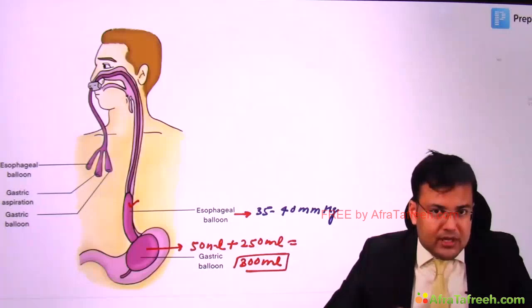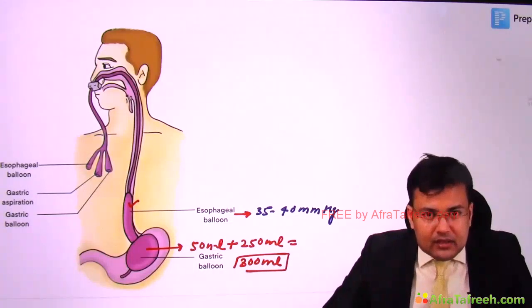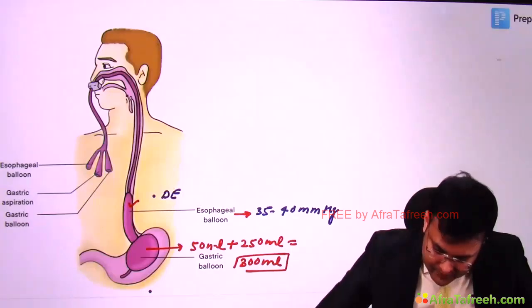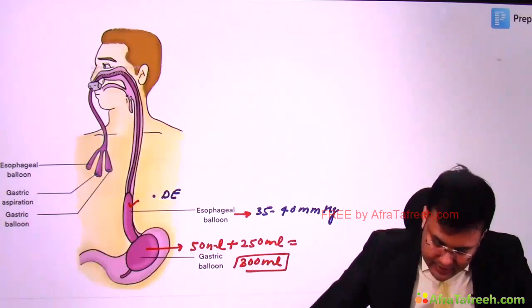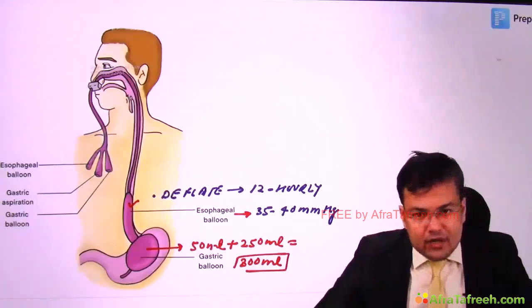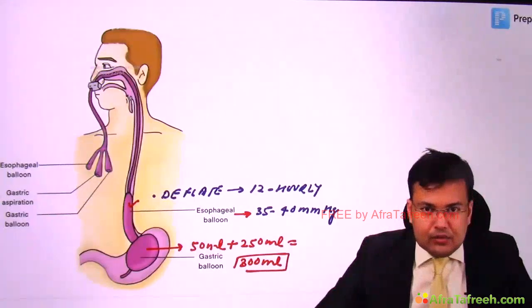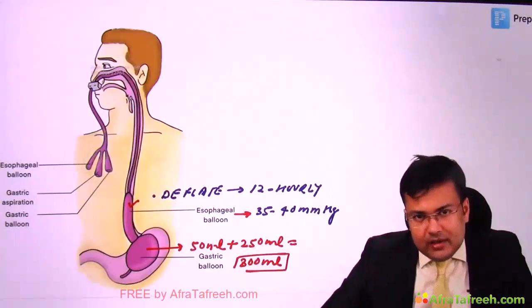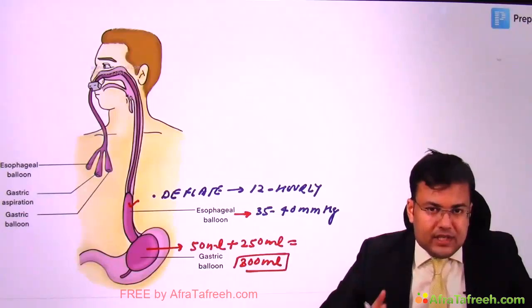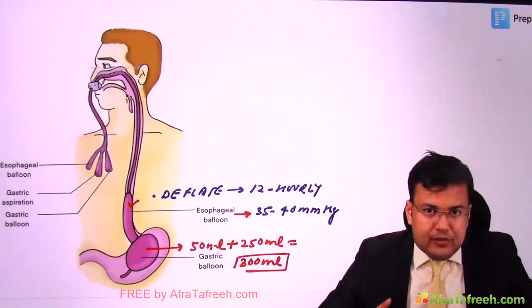Third very important point: every 12 hours you have to deflate the esophageal balloon. Why? To prevent esophageal ischemia. So this is the Sengstaken-Blakemore tube, which is a double balloon triple lumen tube.